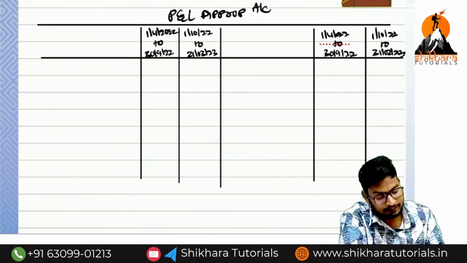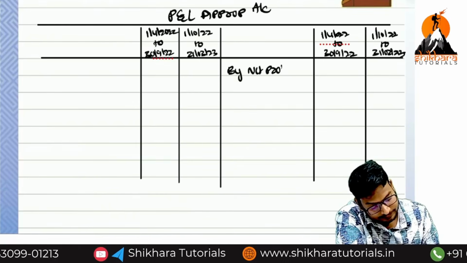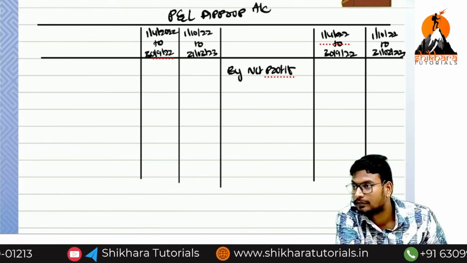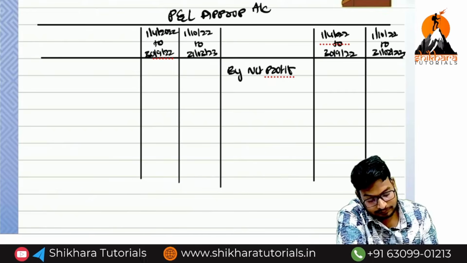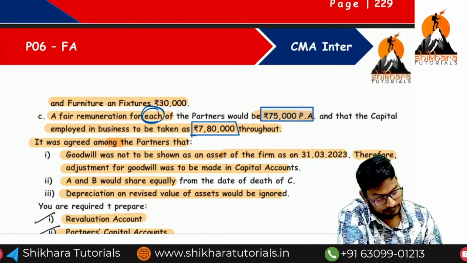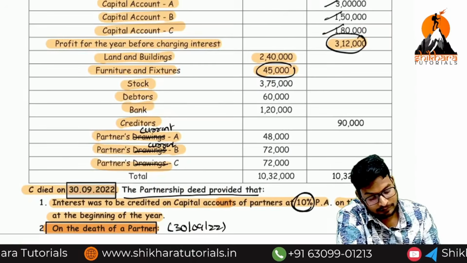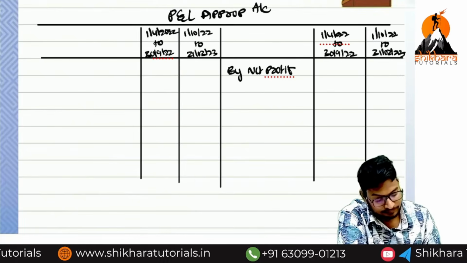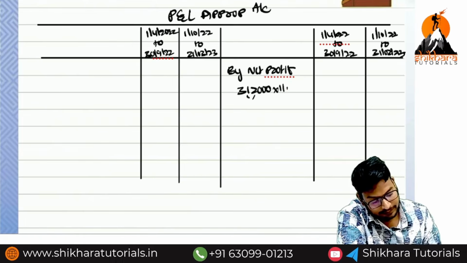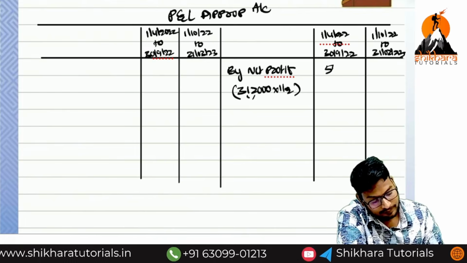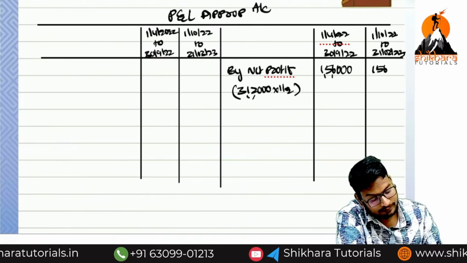Net profit, where will it be? By net profit. How much? The total net profit they have given is 3,12,000. But this period is for 6 months now. 3,12,000 is the total into 1/2, so 1,56,000 and 1,56,000.